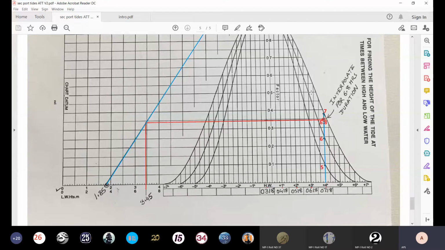But if the interval was coming more than 7, then we cannot do. We have to go to next method, which is known as harmonic constant method. Now, even this one, we should not be doing because we have got shallow water corrections for Sultanpur. So we are just practicing for a port in volume 2, how to do intermediate time and height.